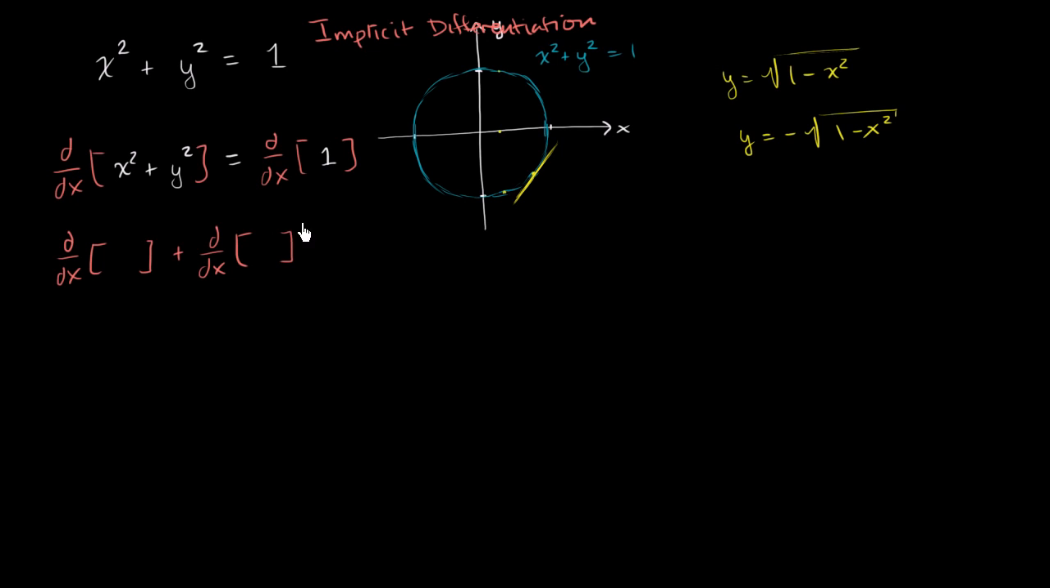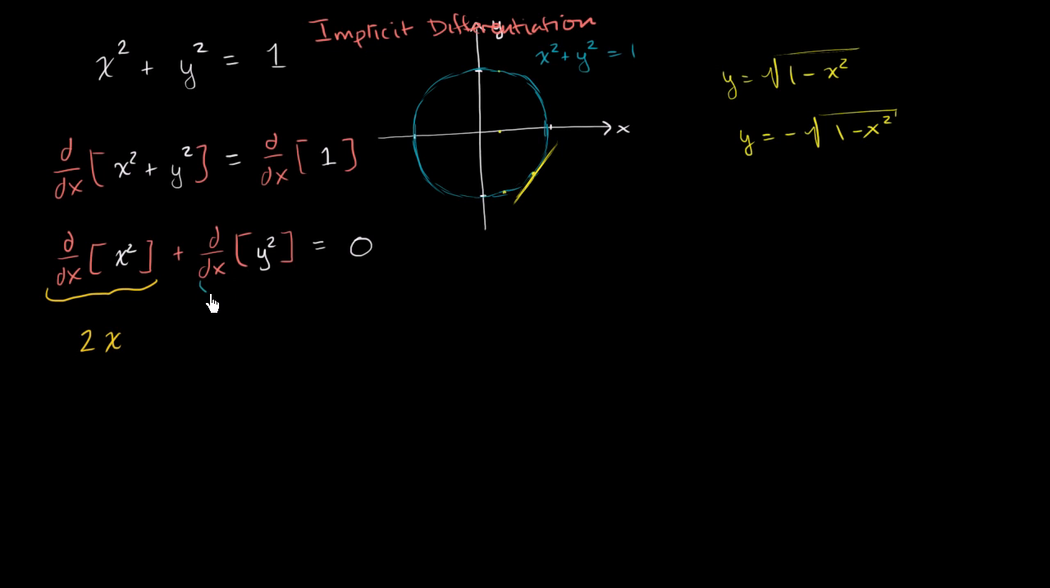I'm writing all my orange stuff first. So let's see, this is going to be x squared, it's going to be y squared, and then this is going to be equal to the derivative with respect to x of a constant. This isn't changing with respect to x, so we just get 0. Now this first term right over here, we have done many times. The derivative with respect to x of x squared is just the power rule here. It's going to be 2 times x to the first power, or we could just say 2x.